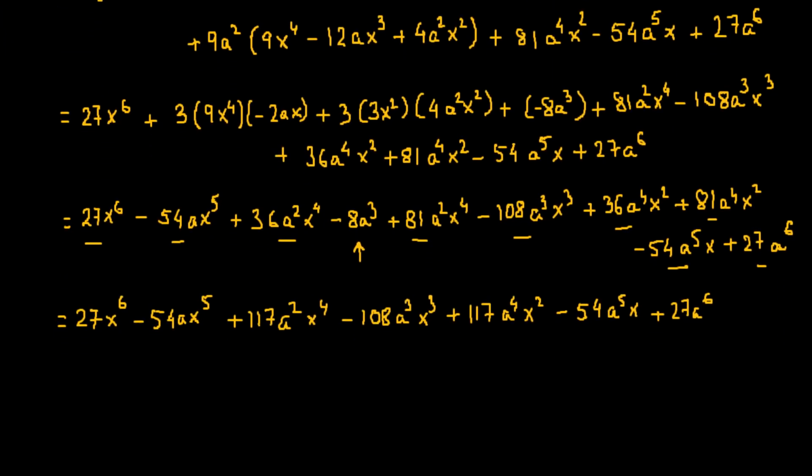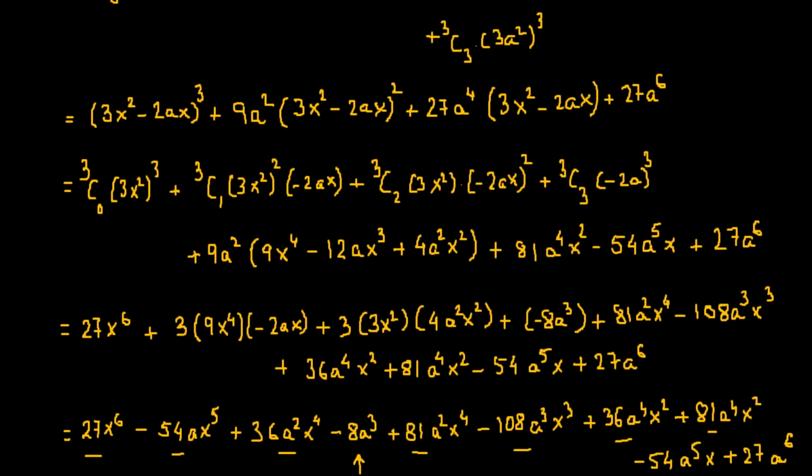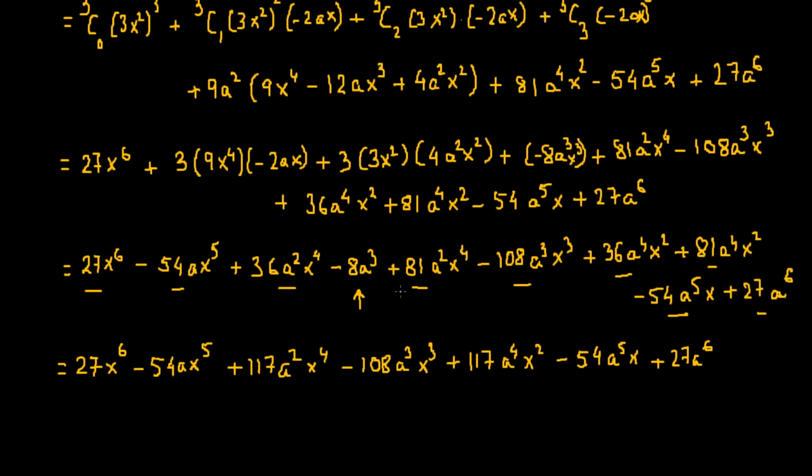So something is missing here. 8. So this is our fourth term. So this is negative 8a cubed. Negative 8a cubed. This was our fourth term. Oh yes. So this is the mistake that I have done here. So this is 2ax cubed. So 2ax cubed is a cube x cubed.